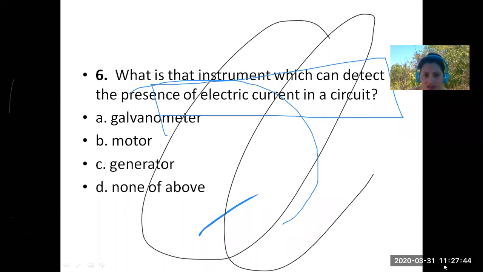What is that instrument which detects current? Galvanometer. Ammeter also? I have taught ammeter, but where no option is given, galvanometer also detects current. I think I have never told this word. Ammeter is also a correct answer if the option was given.